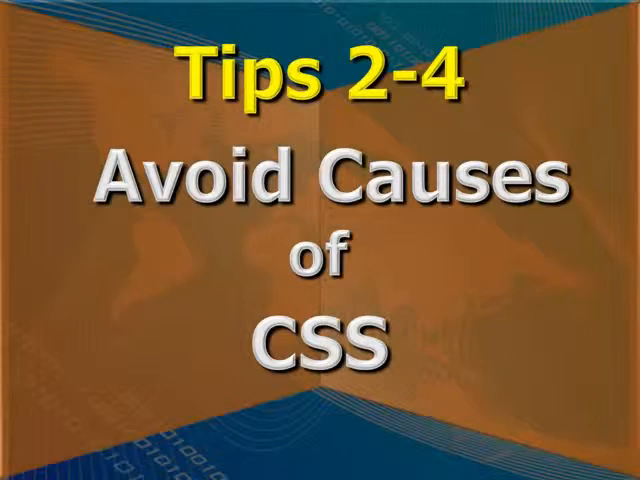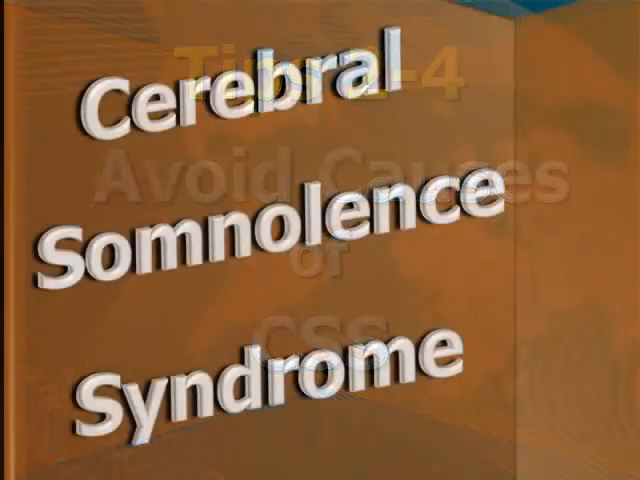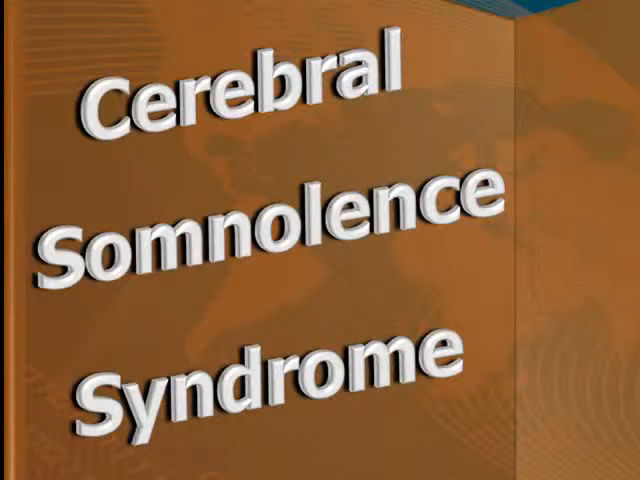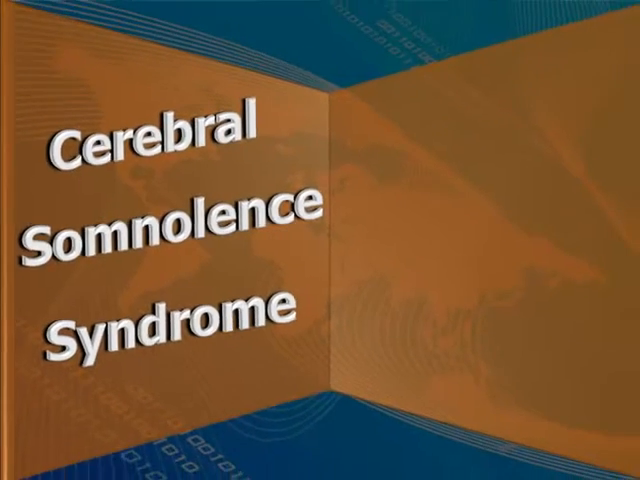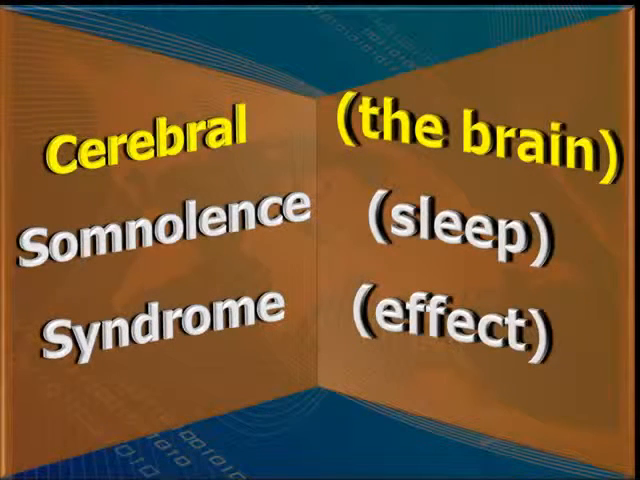Okay, let's get started. In this day and age, when science is on a path of making endless discoveries, medicine has come up with yet another. It's called cerebral somnolence syndrome, or CSS for short. Now these are three big words, so let me break it down. Cerebral translates into having to do with the brain. Somnolence translates into having to do with sleep. And syndrome reflects a cause and effect relationship.